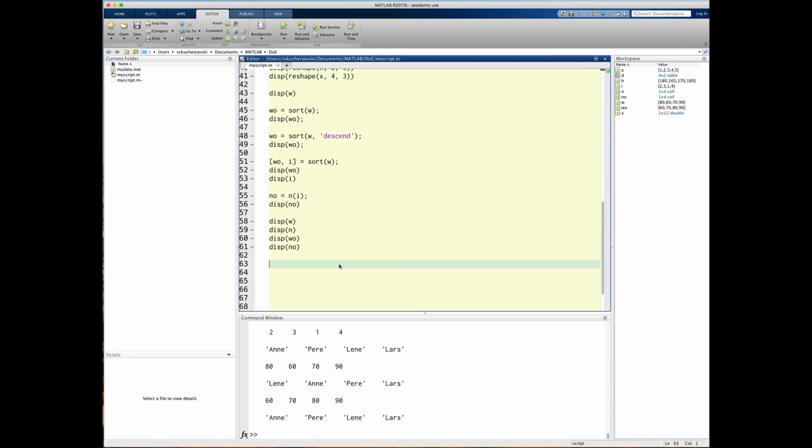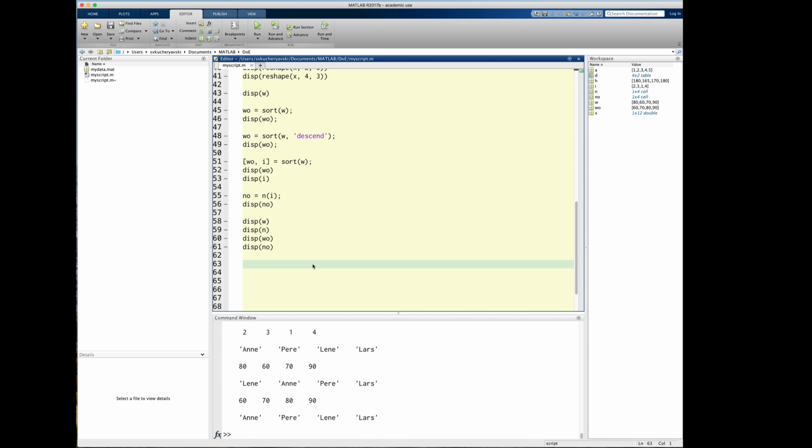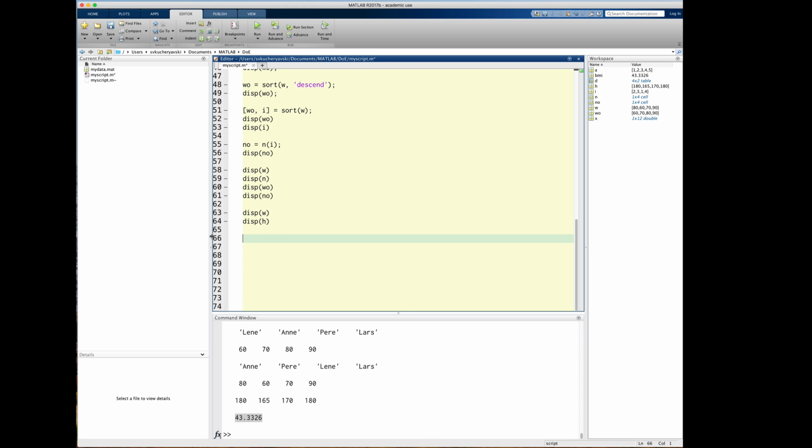Next step is how to make arithmetic and linear algebra calculations. There are some things good to know. And first of all, let's start with something simple. So we have height values, right? And what if I want to do some manipulations with these height values?